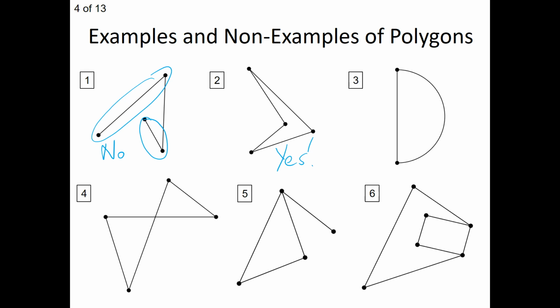Yep, there's no non-collinear. Good, which means great, we've got ourselves a polygon. So number 2 here is a yes. We've got ourselves a good polygon form there. Number 3, is that a polygon? No, it is not. Okay, why?